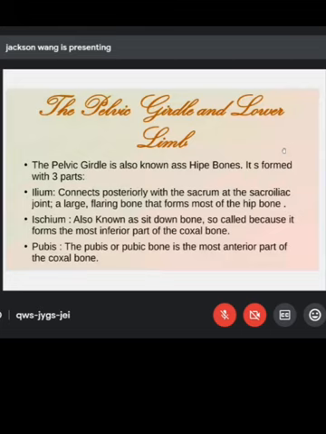The pelvic girdle and the lower limb. So, le pelvis, the pelvic girdle is also known as hip bones. It's formed with three parts: ilium, ischium, and pubis. Ilium connects posteriorly with the sacrum at the sacroiliac joint, a large flaring bone that forms most of the hip bone. Ischium, also known as sit-down bone, so called because it forms the most inferior part of the coxal bone, and pubis or pubic bone is the most anterior part of the coxal bone.